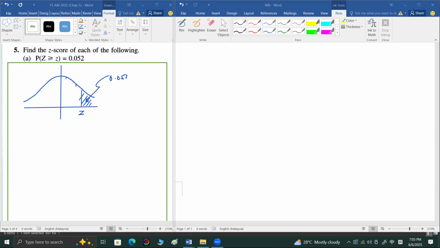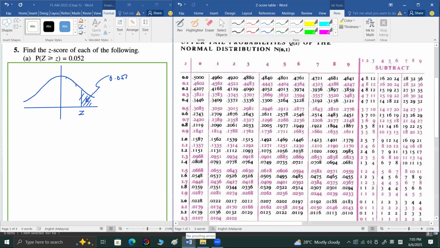So how are you going to get this from the table? Can you see the table? Class, how are you going to get this? Look at my screen here. First of all, you see the probability 0.052. So you check from here 0.05. Then can you see 0.05? 0.052, 52. 52 lies between where? Okay, class? Take note, 52 you get from here. There, can you see 52?